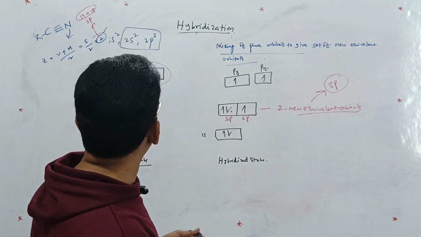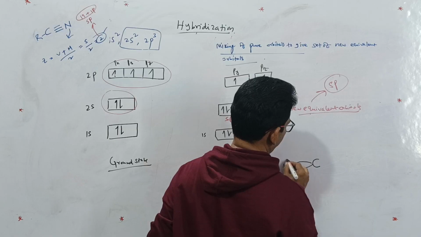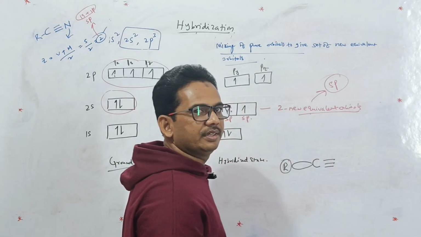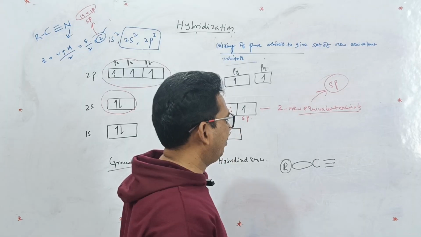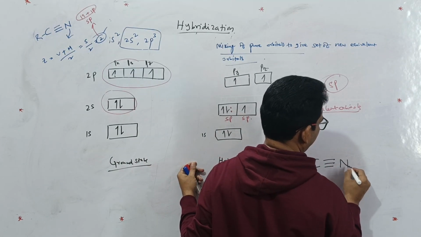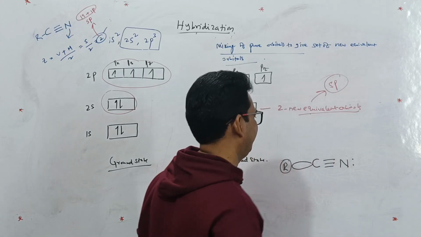Then we can write the structure of this one, cyanide. Here it is having the R group. Here you can see how many pi bonds? There are 2 pi bonds. One is the sigma bond. That's why it is the triple bonded molecule, along with the lone pair of electrons remaining the same.